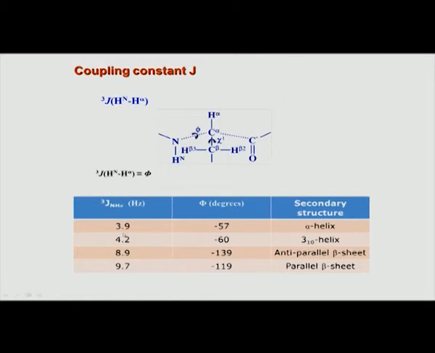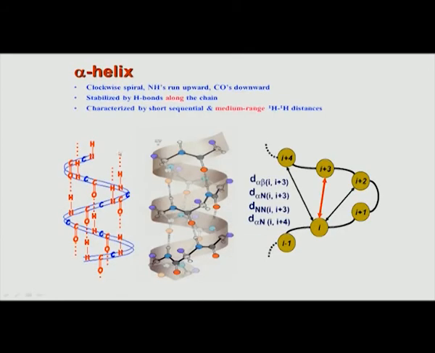That splitting gives you the J value, and that value indicates whether it is in the alpha helical region, which is based on this angle. If the value is high, about 9 to 10 Hertz, it tells you that it is in a beta sheet. So, based on this value you can also find out the secondary structure of the peptide. And another way to find out secondary structure, as we saw, is by NOEs.